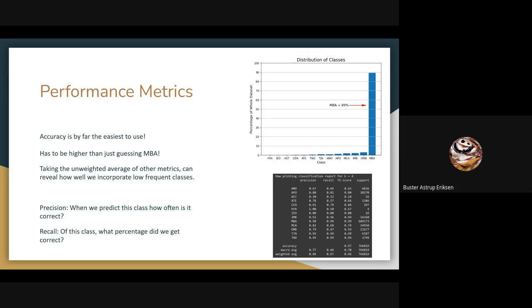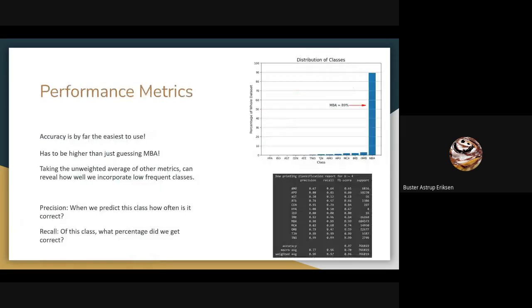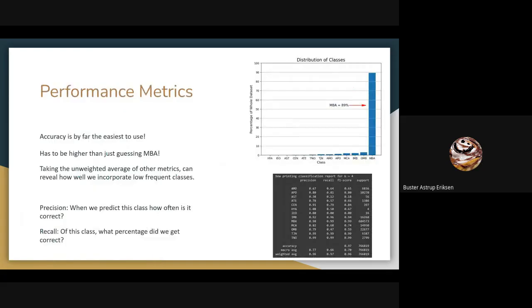So we do this for k from 1 to 10, and find that k equals 4 is the one that has the highest accuracy, while if we plot the F1 score, which is a value that is a compromise between how often, when we predict this class, it is correct, and of this class, what percentage is correct. So we see that if we plot the F1 score for each of them, we find that k equals 2 has the highest average value of F1, which is highlighted in this macro average.